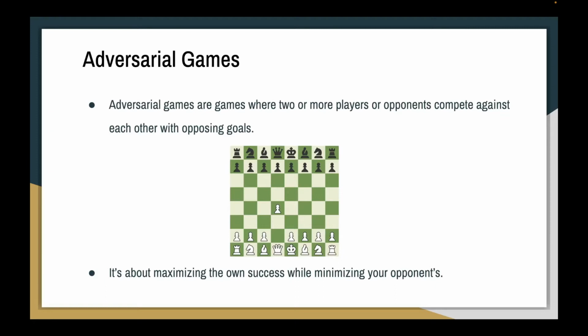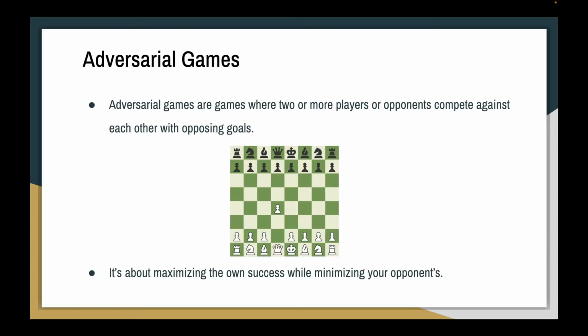Think of chess or tic-tac-toe. Each player has a unique plan to win while trying to outsmart their opponent. In adversarial games, every move you make must consider what your opponent might do next. It is about maximizing your own success while minimizing the opponent's. This creates a challenging and enjoyable experience as you strategize against another player's decisions.